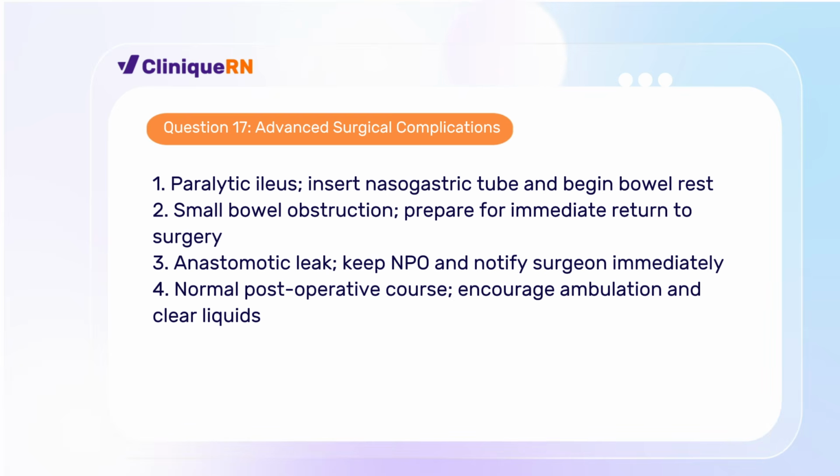1. Paralytic ileus. Insert a nasogastric tube and begin bowel rest. 2. Small bowel obstruction. Prepare for immediate return to surgery. 3. Anastomotic leak. Keep NPO and notify the surgeon immediately. 4. Normal postoperative course. Encourage ambulation and clear liquids.